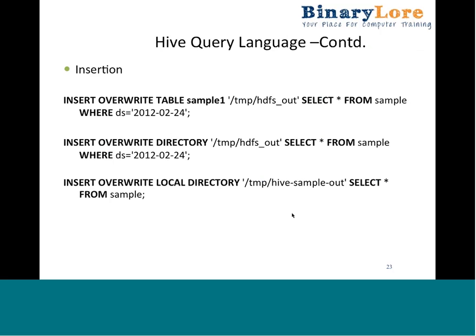So what is this insert query doing? Insert overwrite local directory temp hive sample out, select star from sample. Sample is the table name, and you are essentially taking an extract out of Hive and putting it into a local directory. That local directory resides not on HDFS, but wherever the Hive server is running. Okay. So it's basically taking the output out of HDFS and putting it onto your local directory. Okay. Local directory is wherever you are running the CLI or the SQL command.